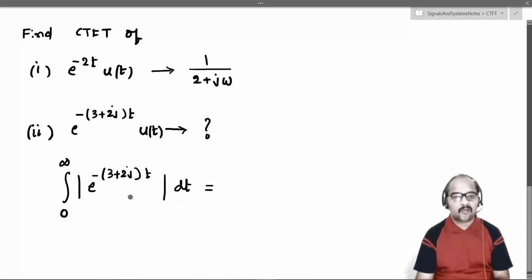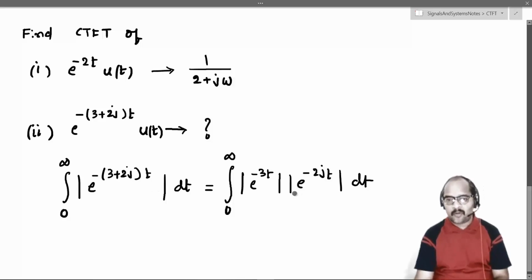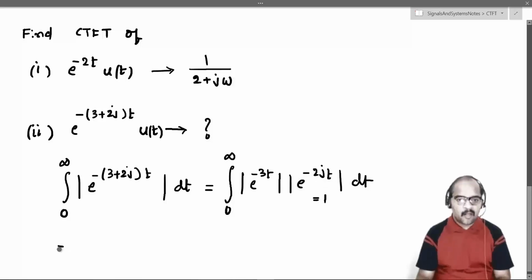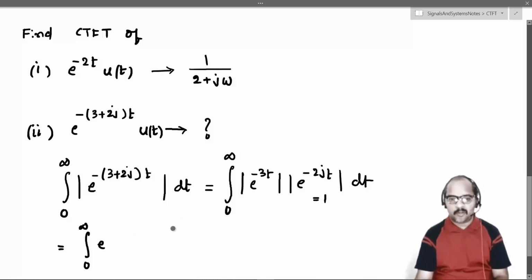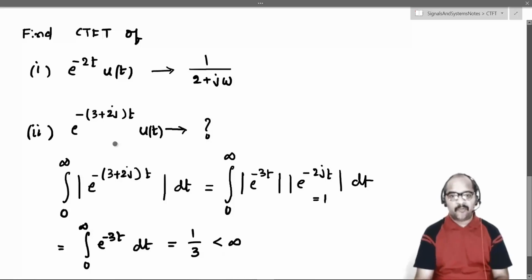So this should be equal to how much? I will write down the integral from 0 to infinity. This can be written as modulus of e power minus 3t multiplied with modulus of e power minus 2jt, and dt. Correct? If you take the modulus, you have to split. But if you look at this, the modulus of e power minus 2jt is like the modulus of e power j theta, so this modulus would be equal to 1. So this should be equal to the integral from 0 to infinity, because e power minus 3t is always positive, you can remove the modulus. You will get e power minus 3t and this is 1, dt. Clearly you can simplify this to 1 by 3, and because this is a finite number, our signal will have a Fourier transform.